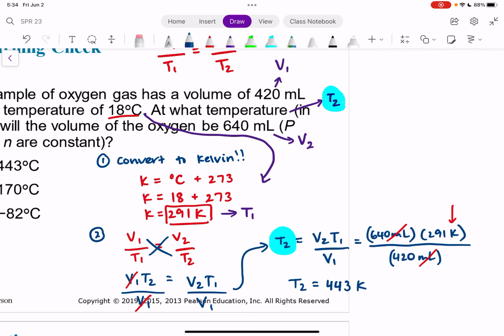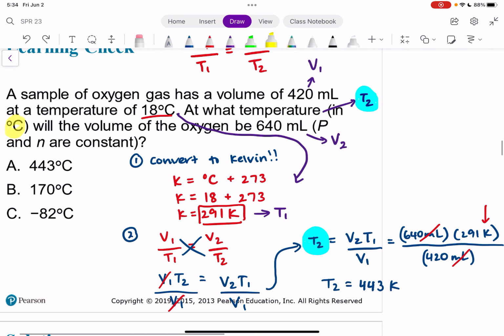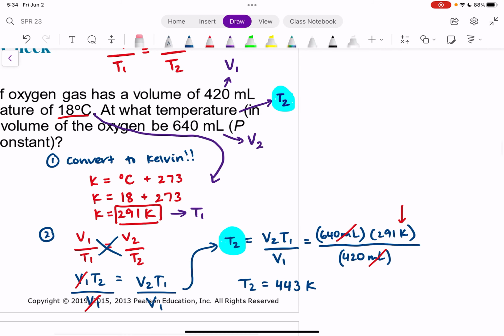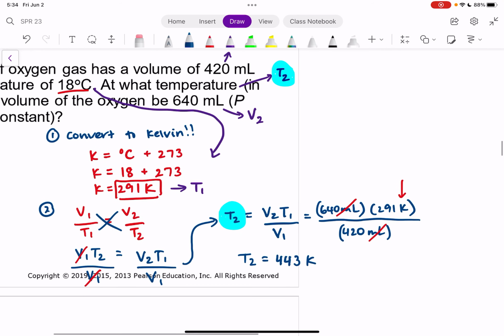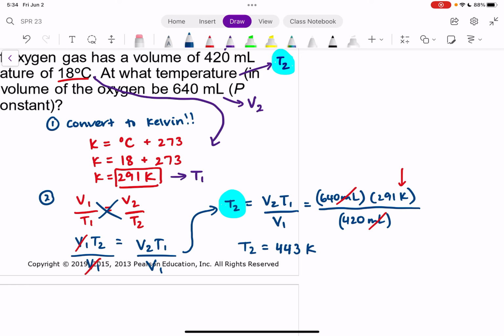Are we done? No, we want to end up in degrees Celsius, right? We were asked for our temperature in degrees Celsius. So we got to convert. They're trying to trick you here. Don't let them fool you. So we'll convert, and the way that we convert from Kelvin to Celsius is just like we did before, except now we've got our Kelvin and we want to find our Celsius. So we're going to use that equation in yellow there.